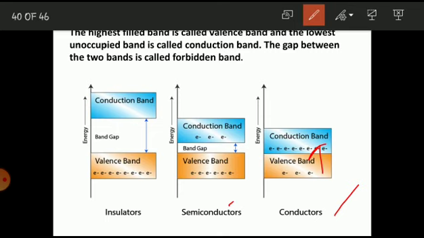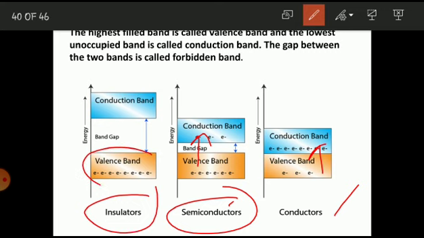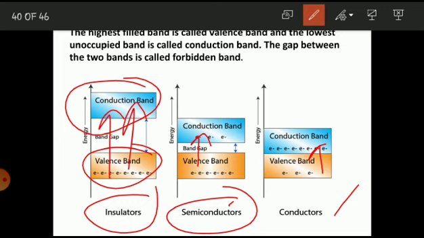Whereas in case of semiconductor, the valence band electrons cannot be easily shifted toward the conduction band. It requires some amount of energy, but also it conducts the electricity at a high temperature. Okay, in case of insulator, the valence band and the conduction band are far away from each other, or you can say that the band gap or the forbidden band is more, and due to this we cannot shift the electron from valence band to the conduction band, and therefore they do not conduct the electricity.